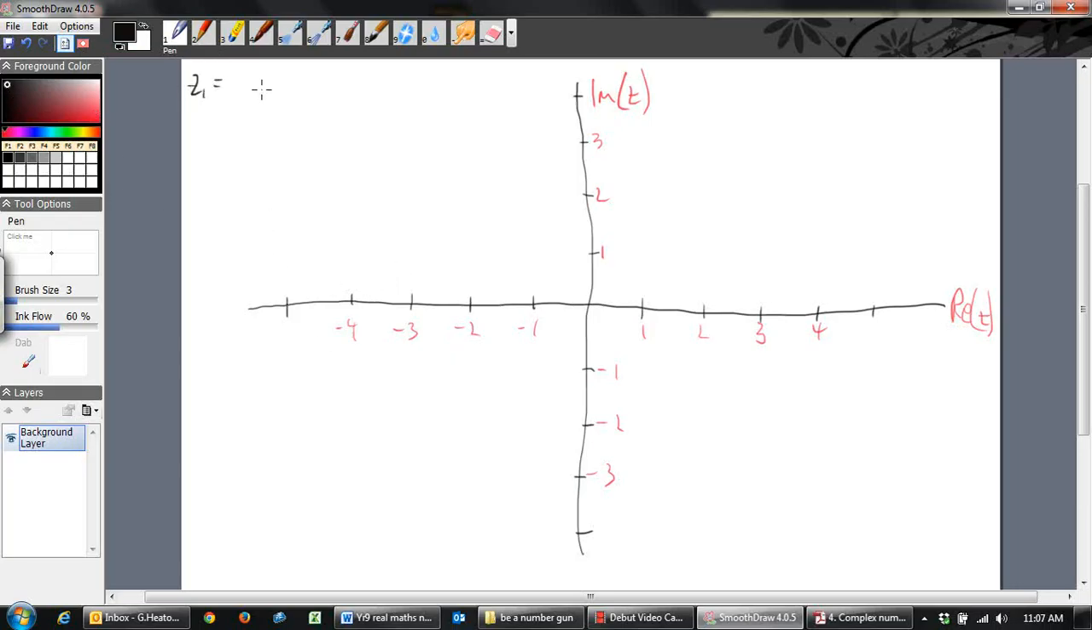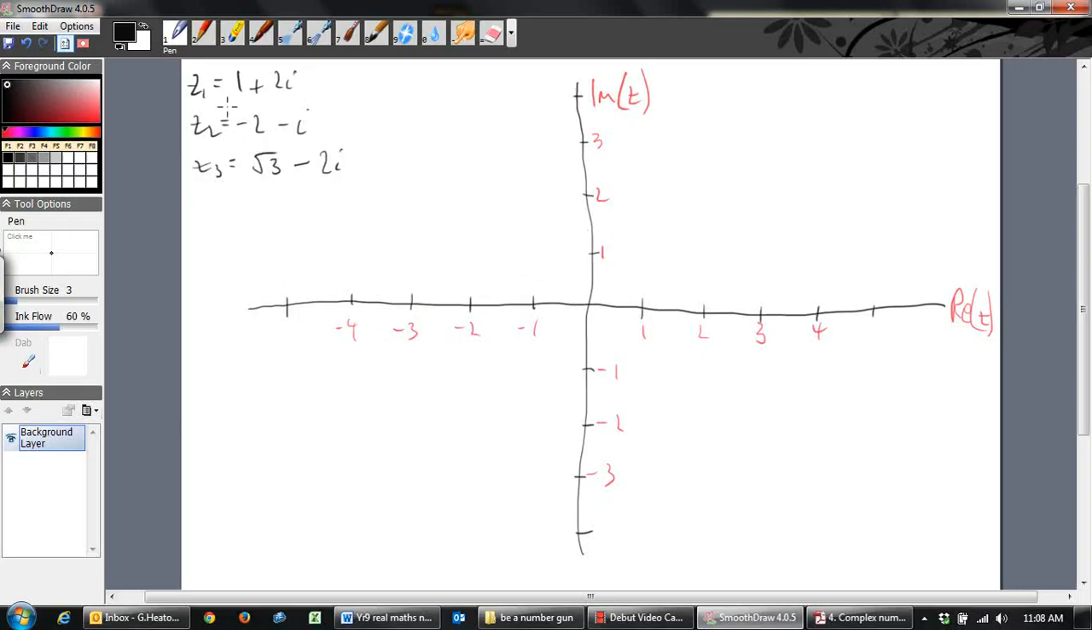So let's look at a few examples. Let Z1 be 1 plus 2i. Let Z2 be -2 minus i. Z3 be root 3 minus 2i. That'll be enough to give an example.